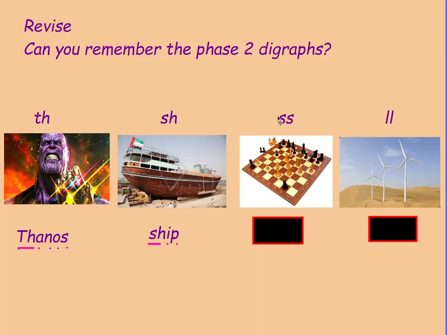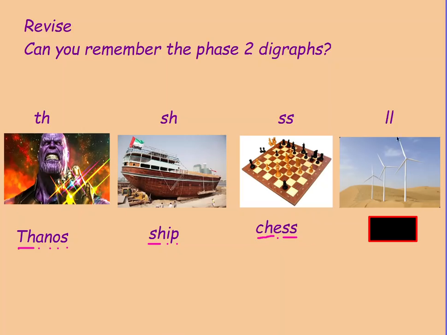Okay, moving on to the next one. This is a picture of a chessboard. So chess is the word you need to write here, chess. Okay, let's have a look, see if you did it correctly. There we go, there's the spelling of chess. It has two digraphs, ch and ss. Okay, one at the beginning as well, chess.